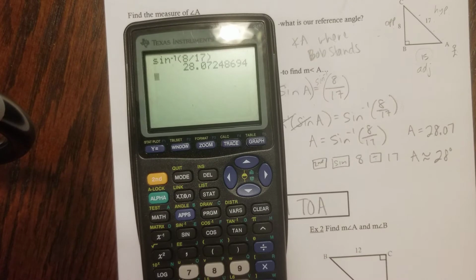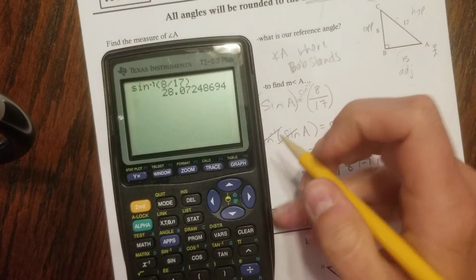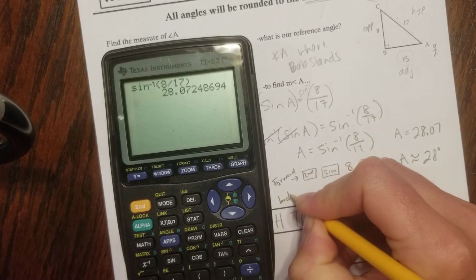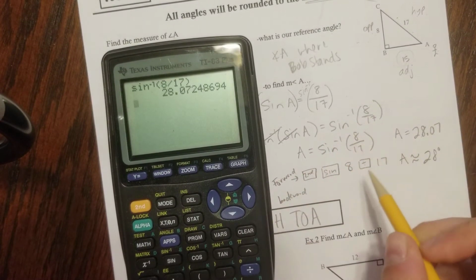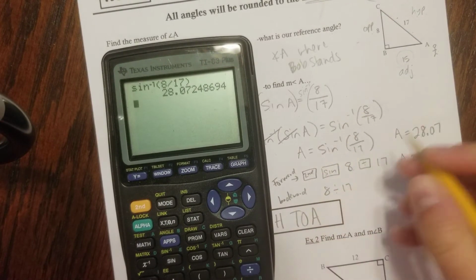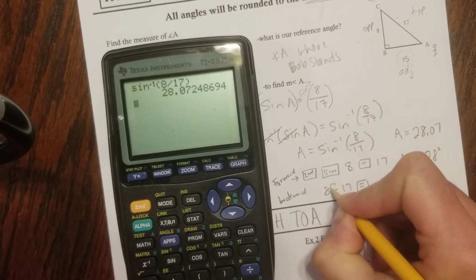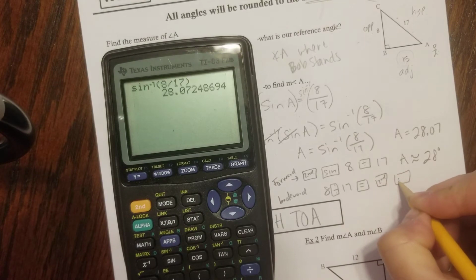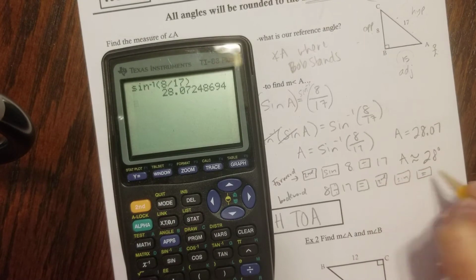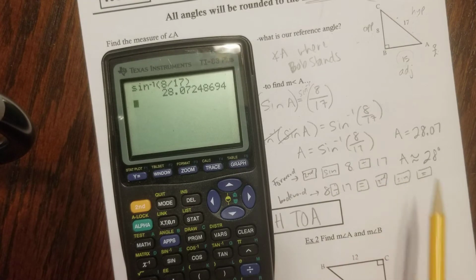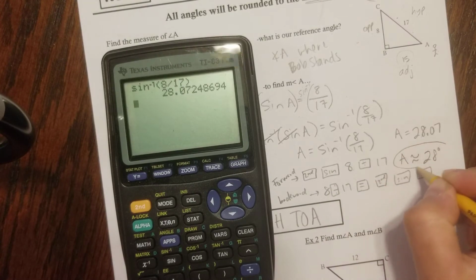Now, if you have a backward calculator, this is where it gets a little tricky. So this was for your forward calculator. For your backward calculator, you actually have to do the division first. So you're going to do 8 divided by 17, hit equals, and then do second sine. And then probably hit equals one more time. So either way, you should end up with 28 degrees.